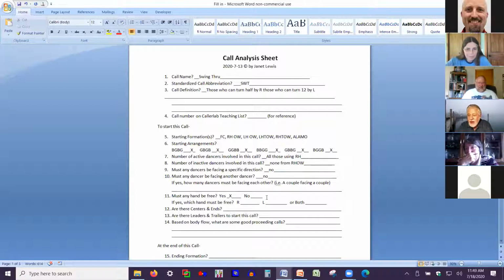I thought we were trying to cover it from both. We talked about the number of inactive dancers, and she said none from a right-hand ocean wave. So I assumed we were working with a right-hand ocean wave at this point. I think that's where we were starting, and I said facing couples because that's the step to a right-handed ocean wave before you do it. But your right hand is not free, though it's appropriate to do this call with.